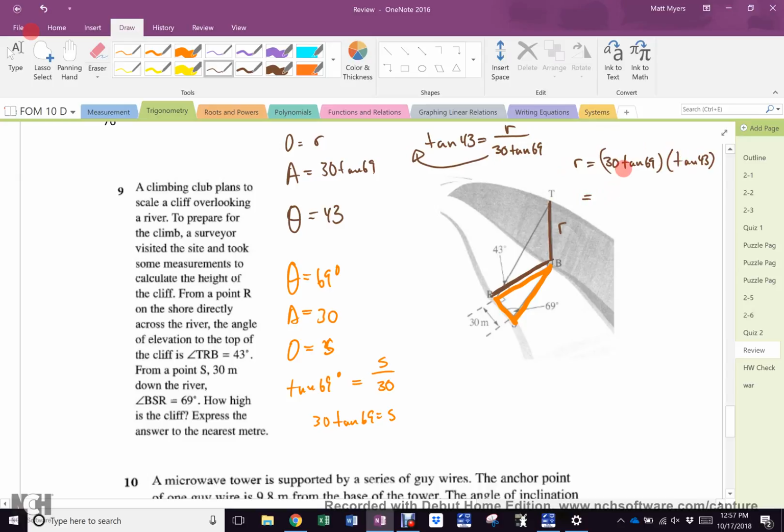And the answer is something like 70, I think. I can't remember. 73? Great. 72.7 would be 73 because the question says nearest meter. Out of 2 because you didn't have to draw your own triangle.